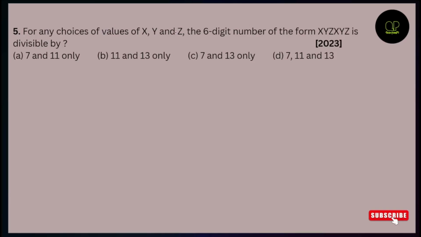For any choices of values of xyz, the 6-digit number of the form xyzxyz. This is what I just explained to you, right? The 1001 divisibility rule. If it is divisible by 1001, it is also divisible by 7, 11 and 13. So any number of the form ABCABC, all the same, xyzxyz, is divisible by 7, 11 and 13. So this should be your answer. So let's move on to the next question.